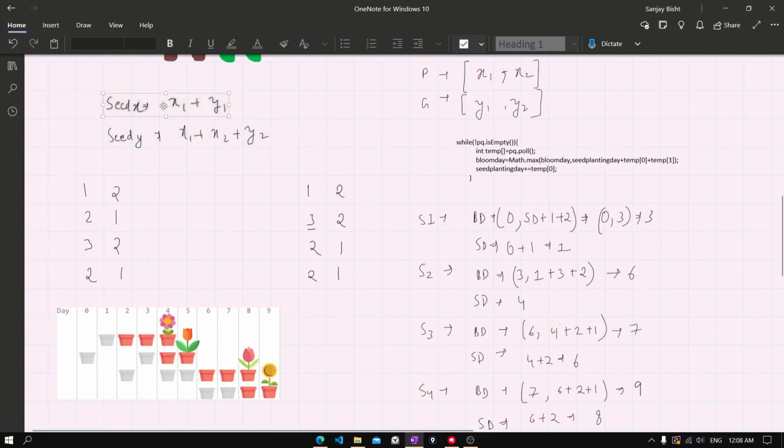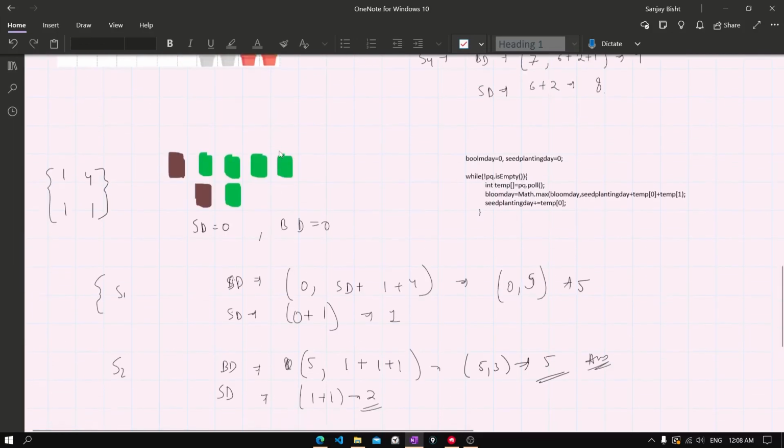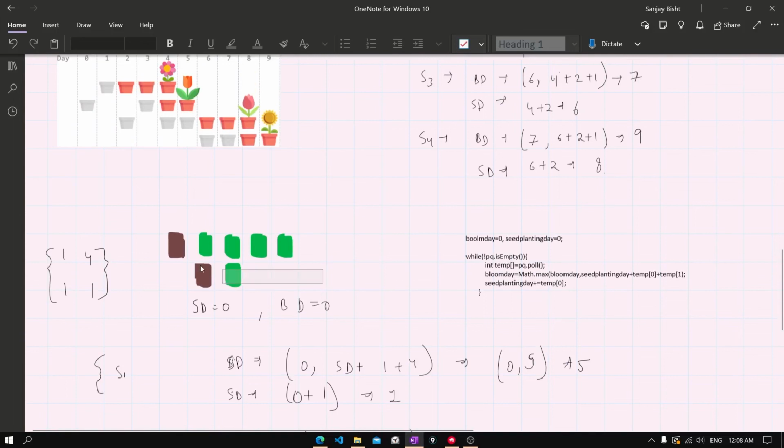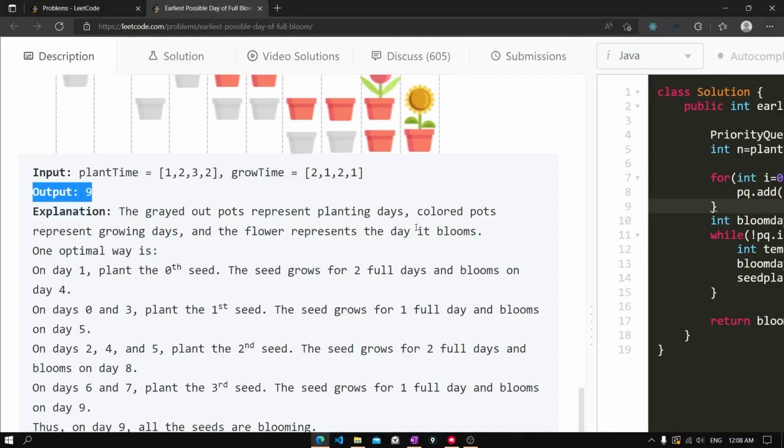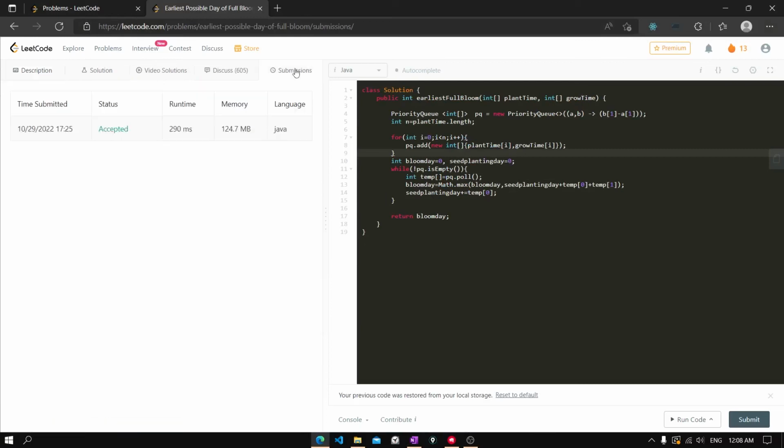It can be either this one or the combination with the next one, because the seed one could be finished first. That's why we are taking the max. And if I submit this, it will be accepted, and it is pretty efficient as well.